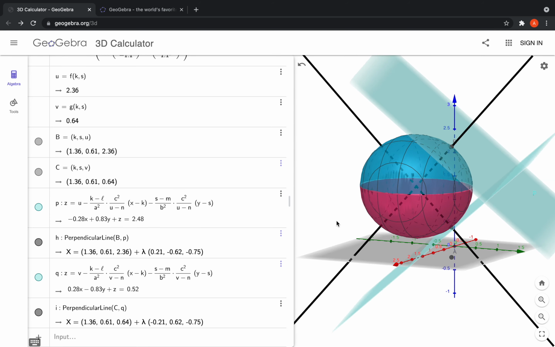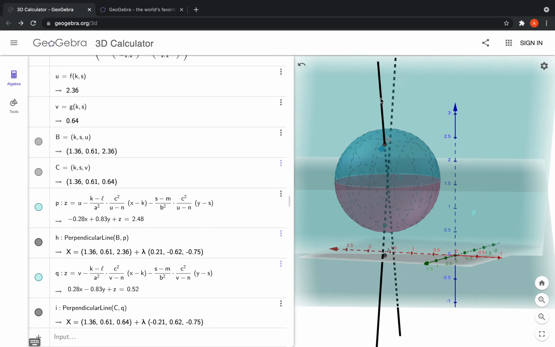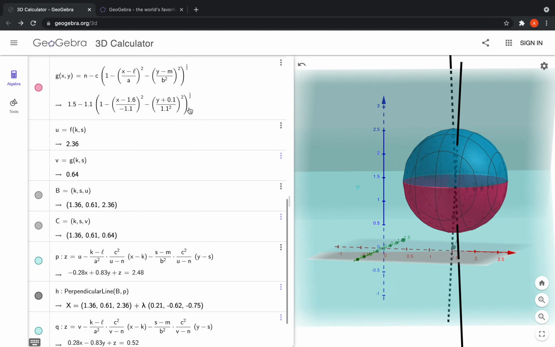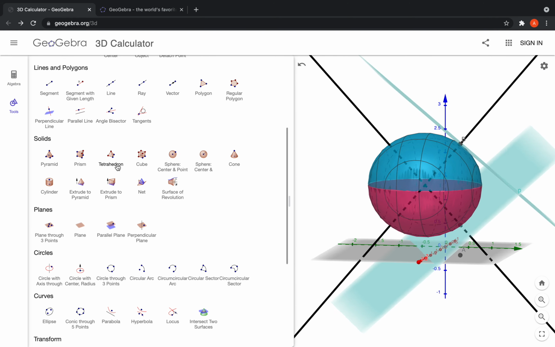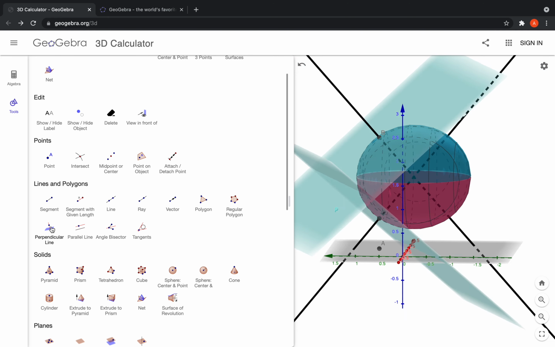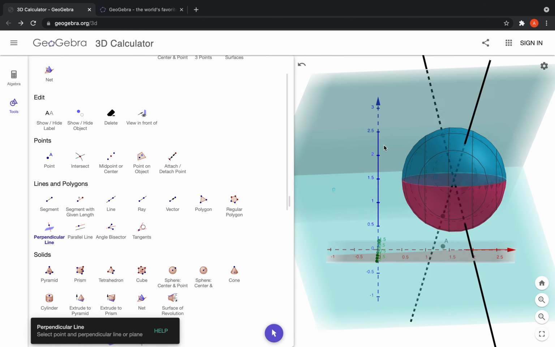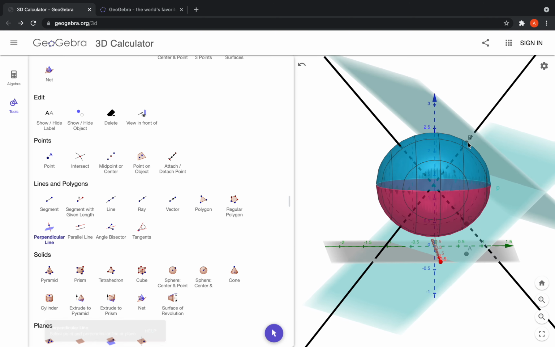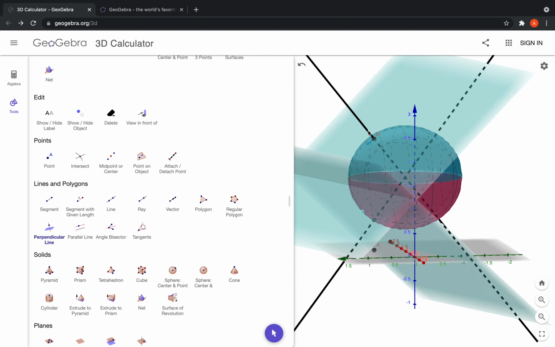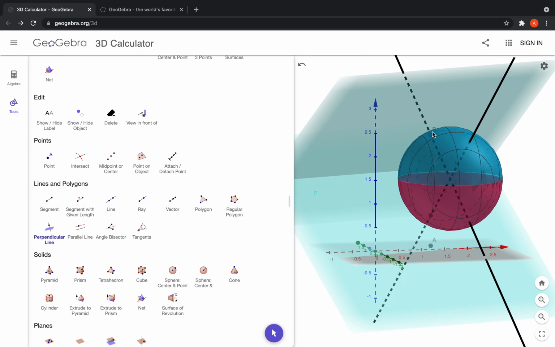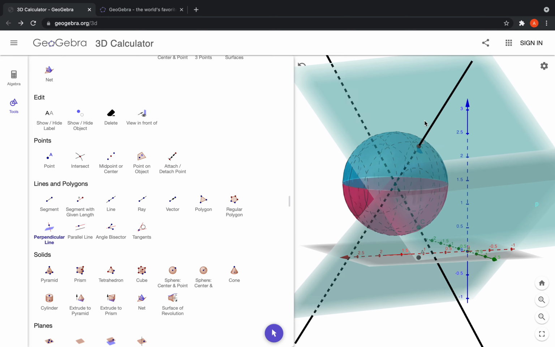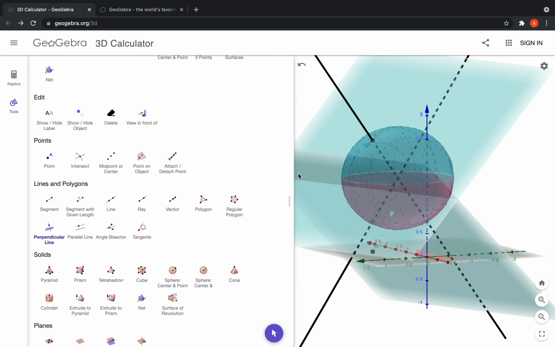And at last, the two normal lines of these points. Simply we go to tools, we select the perpendicular line, and for it we just need to choose the one point and the plane that we want our line to be perpendicular to. So for example, if we want to create this one, I will choose B and this plane, and it will just create this line. So that was all. Thank you for watching.